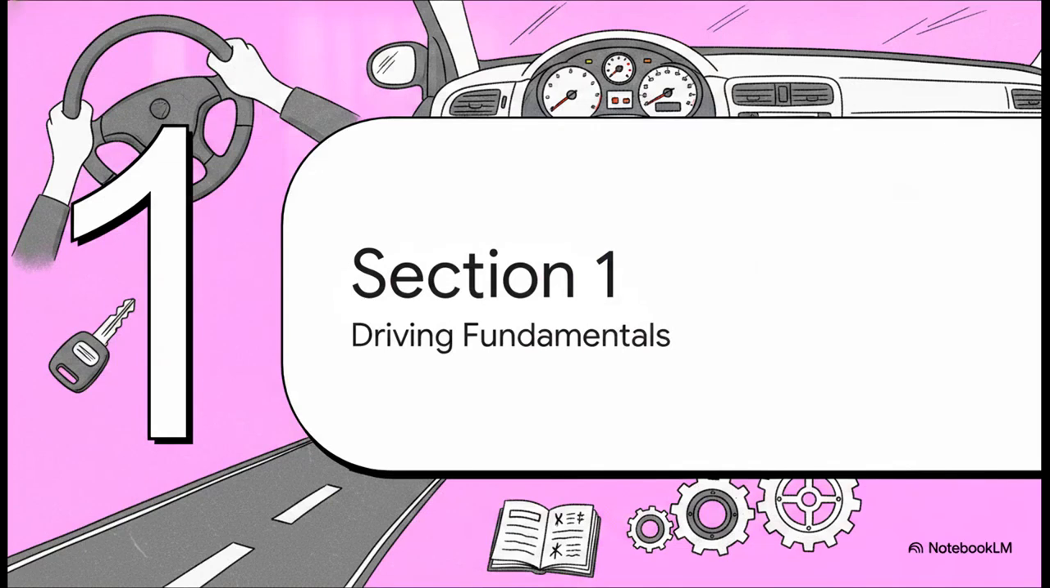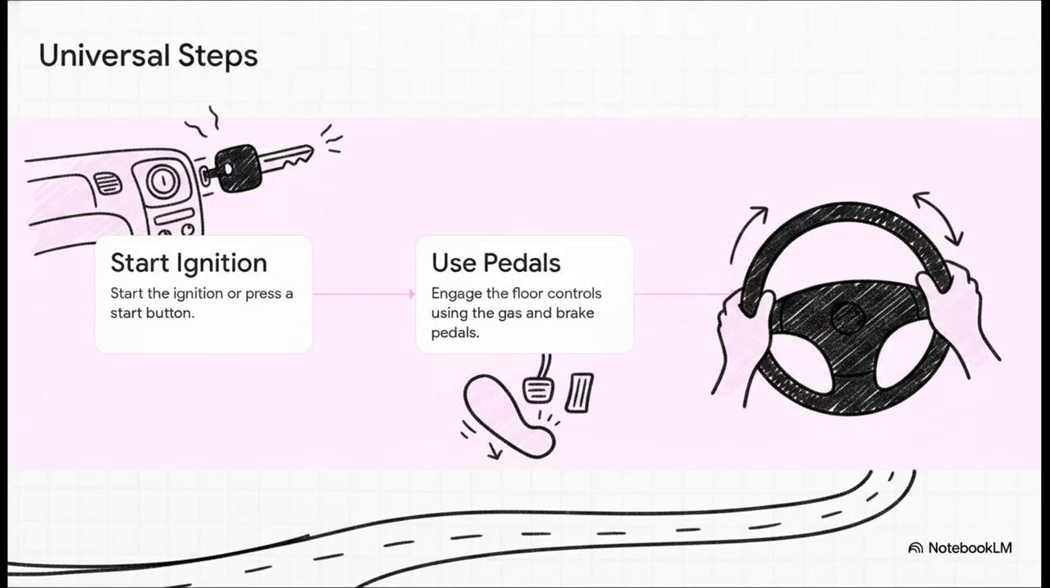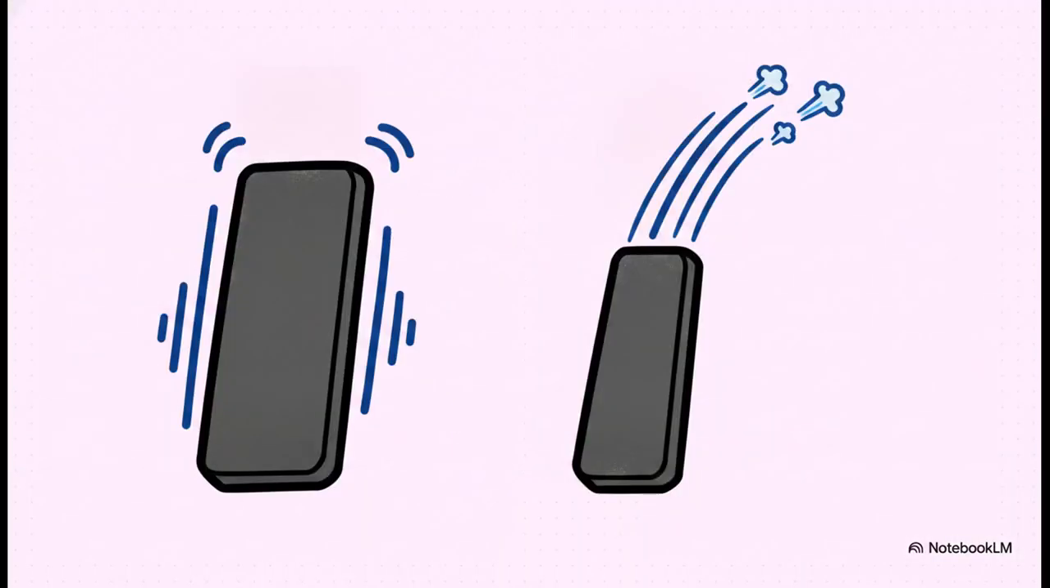Okay, Section 1, the fundamentals of driving. Let's dive right into this. Operating a car basically comes down to a few key steps. First things first, you've got to wake the car up, right? So you start the ignition or press the start button if you've got a newer model. Once the engine is purring, you engage the floor controls using the pedals, and finally, you use the wheel for steering. Pretty straightforward.